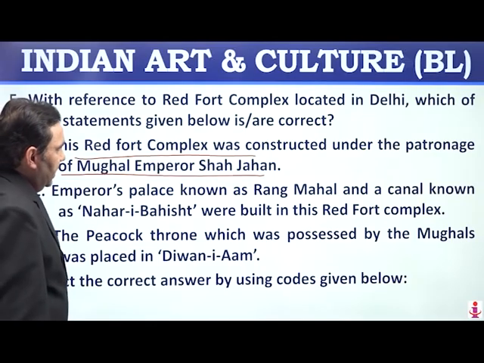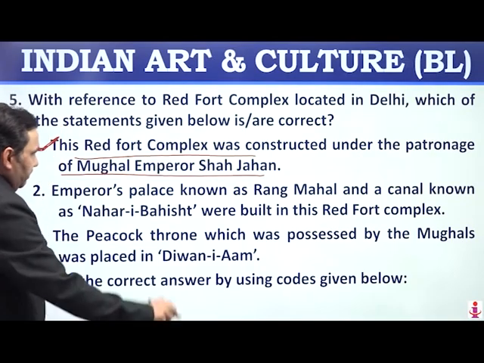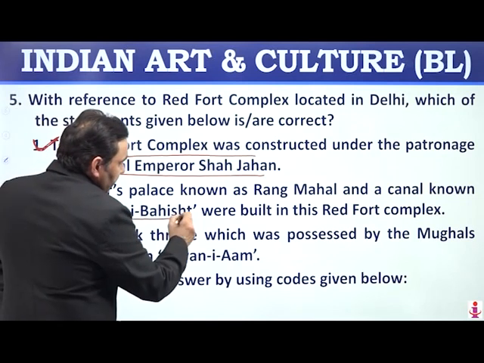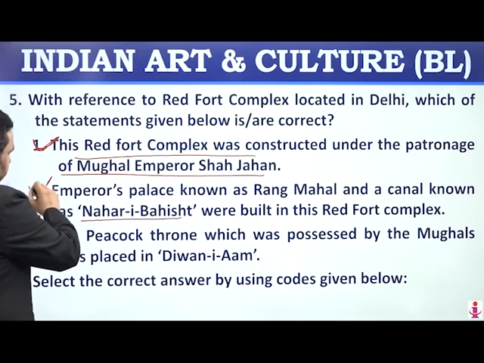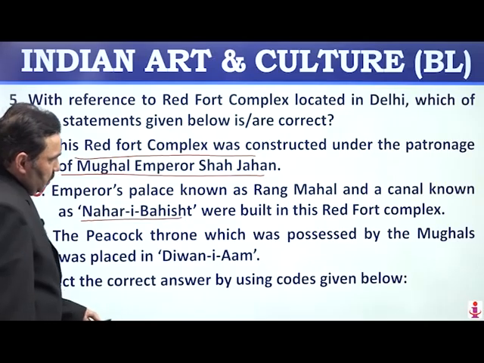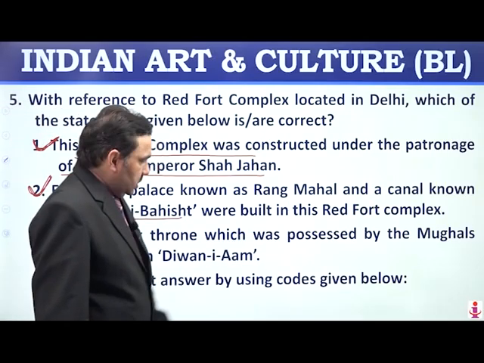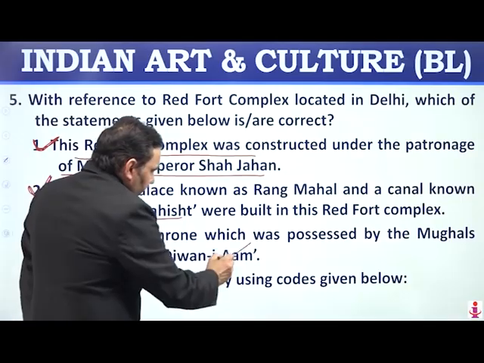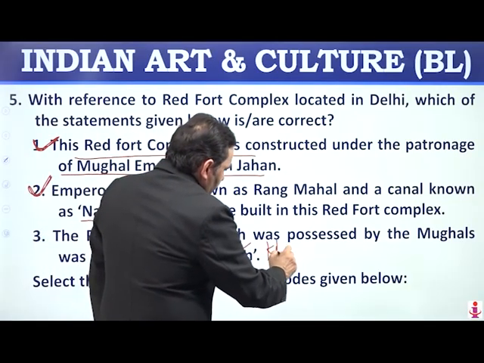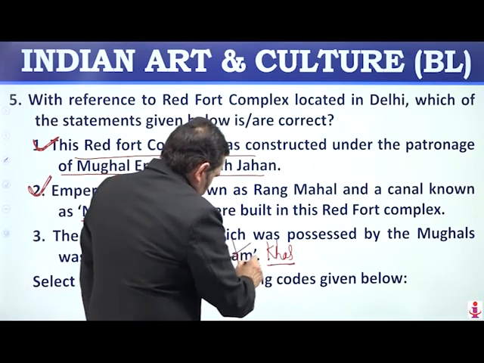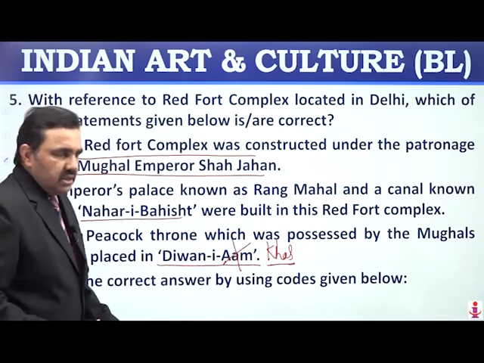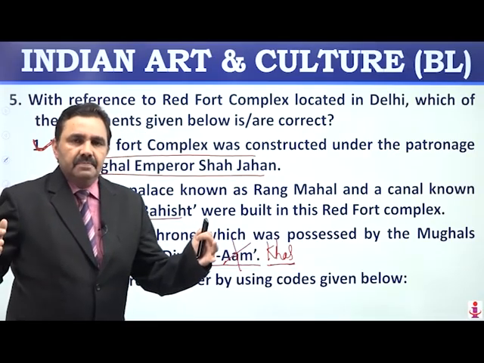Emperor's palace known as Rang Mahal and a canal known as Nehre-Bahist were built in this Red Fort complex. Perfectly correct. Peacock throne which was possessed by Mughals was placed in Diwan-e-Khas. Diwan-e-Khas was for the meeting with ministers or this meeting with the special dignitaries.